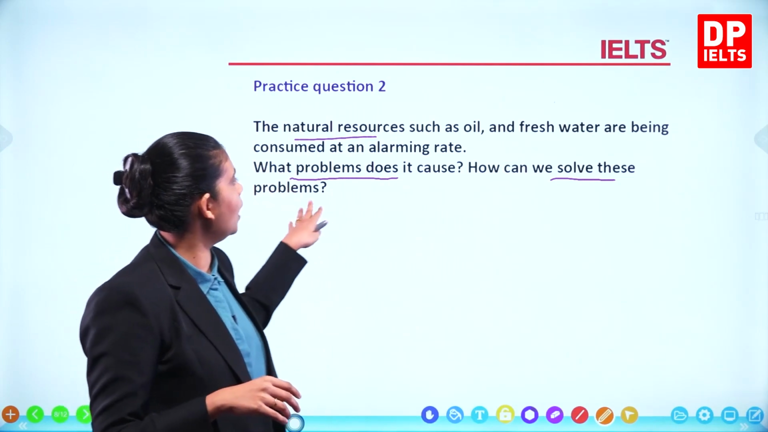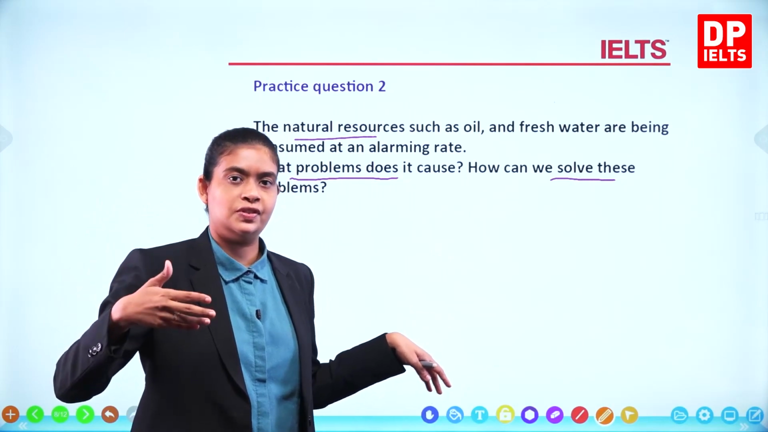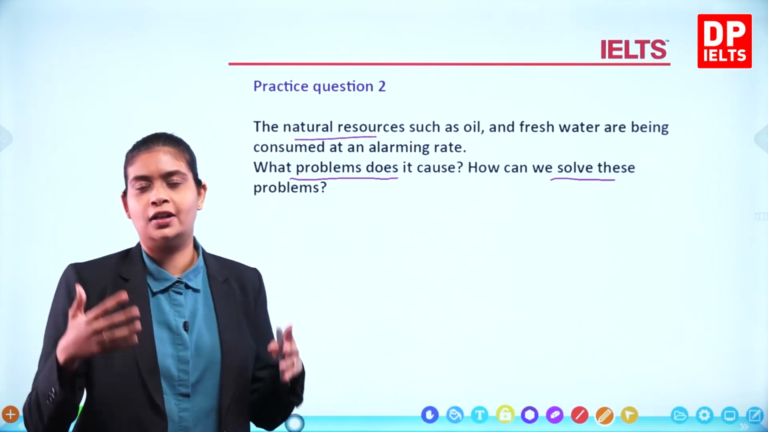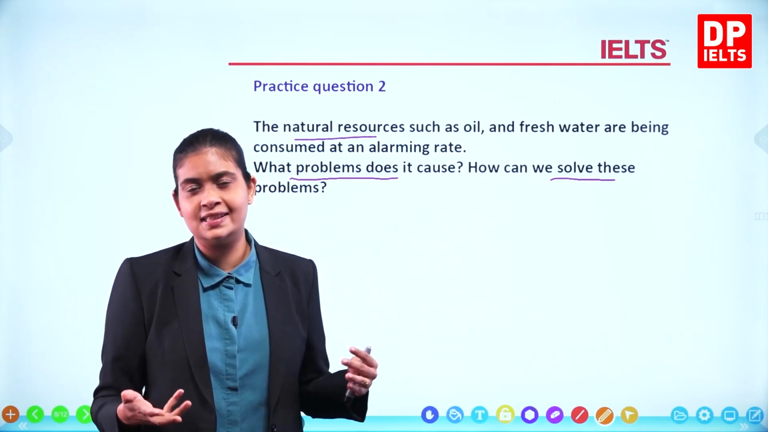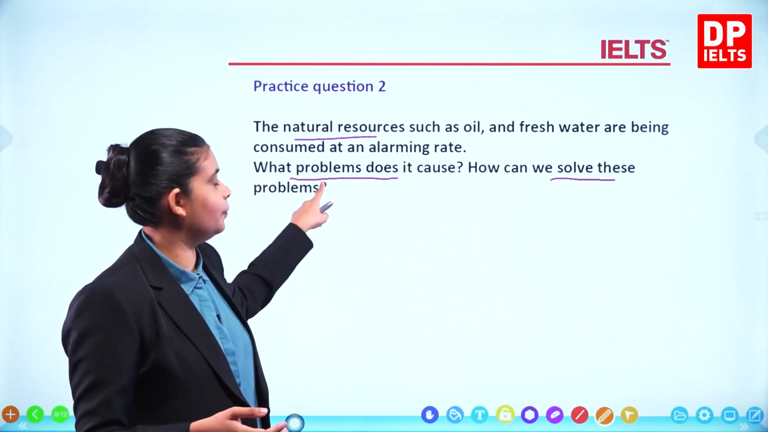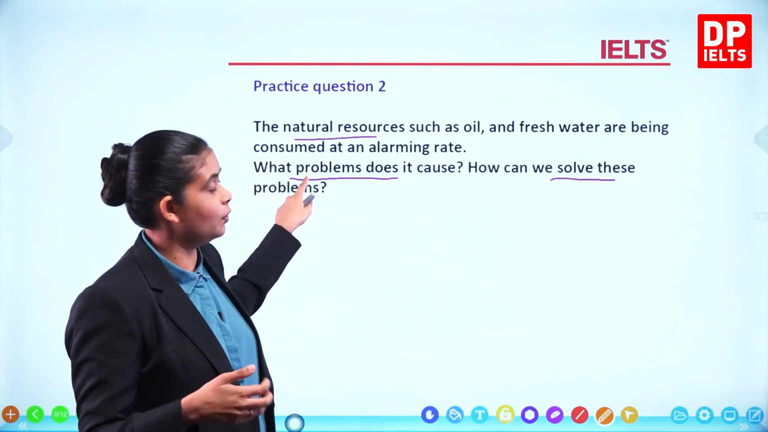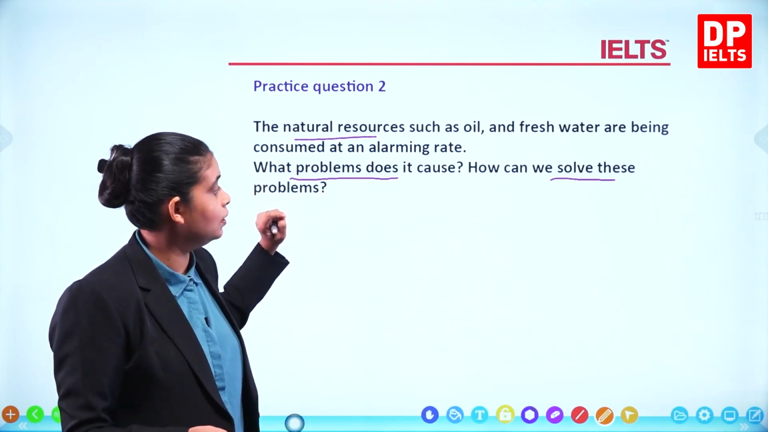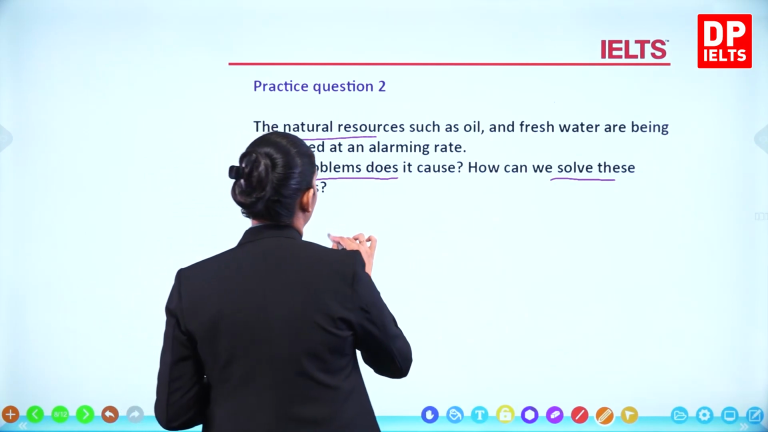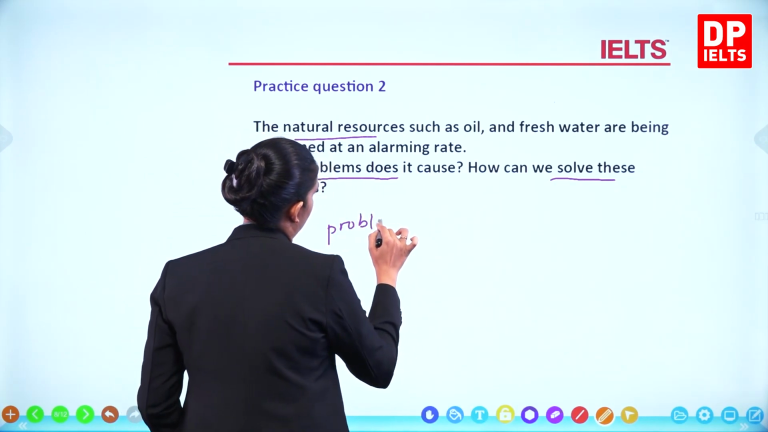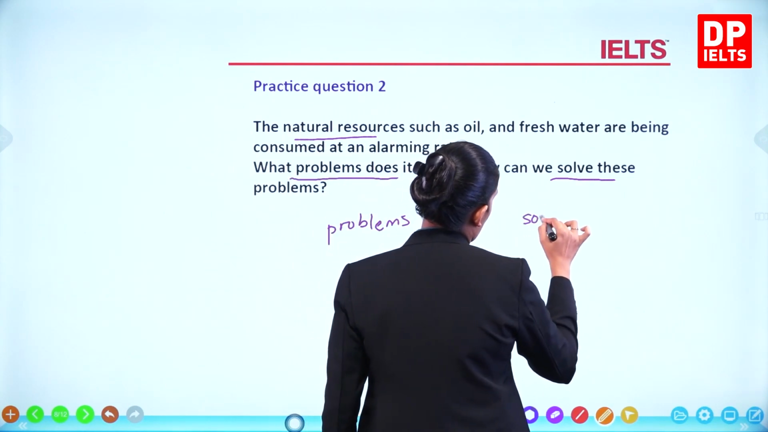So what problems does this cause? If you keep on using all your natural resources at this rate without actually having, you know, save it at least without using it unnecessarily, right? What could be the problems for that, okay? So actually what problems would that cause in the future? And then how can we solve this? So I'd like you to take a few minutes and think about the problems. Okay, and how can we solve these, so the solutions?